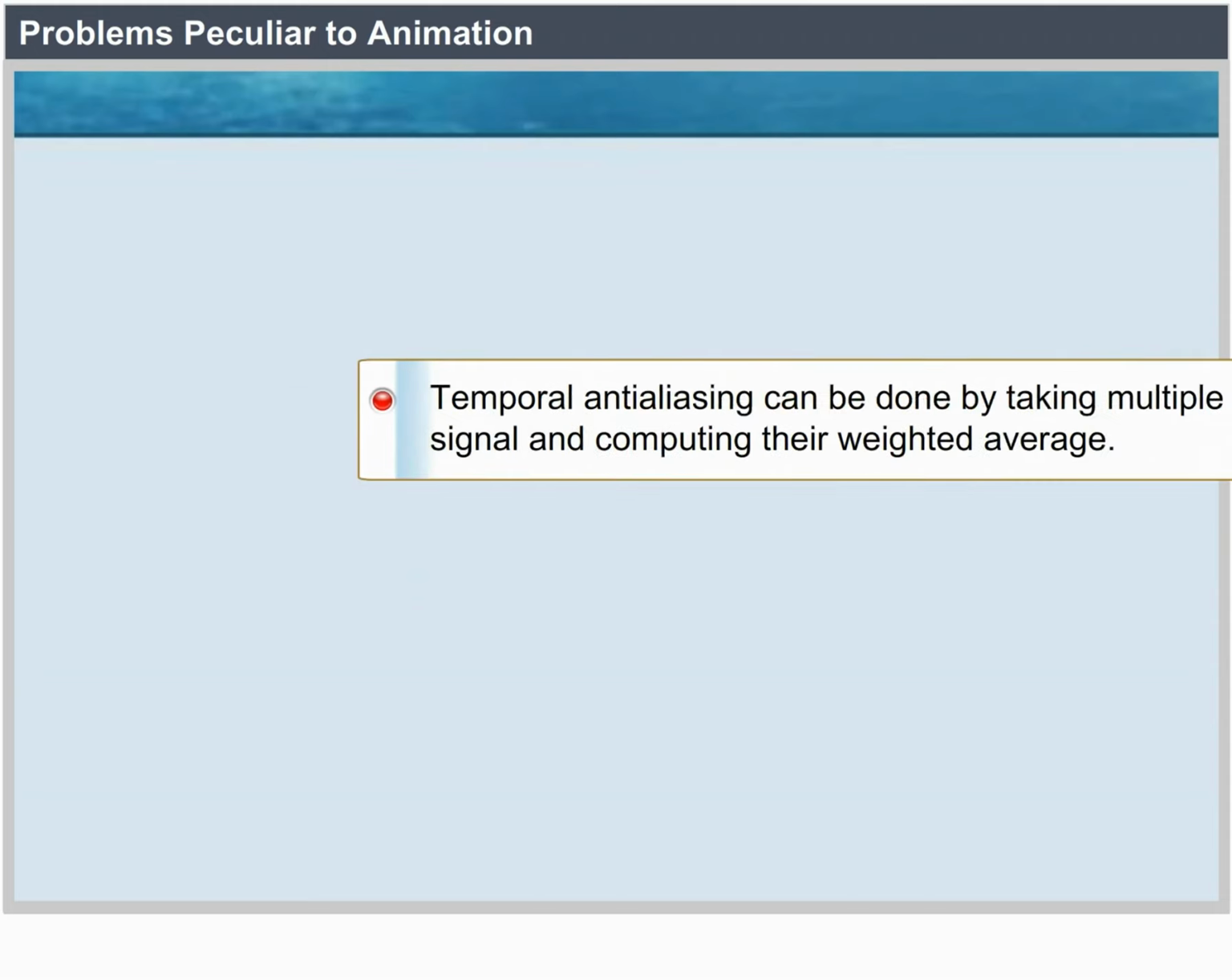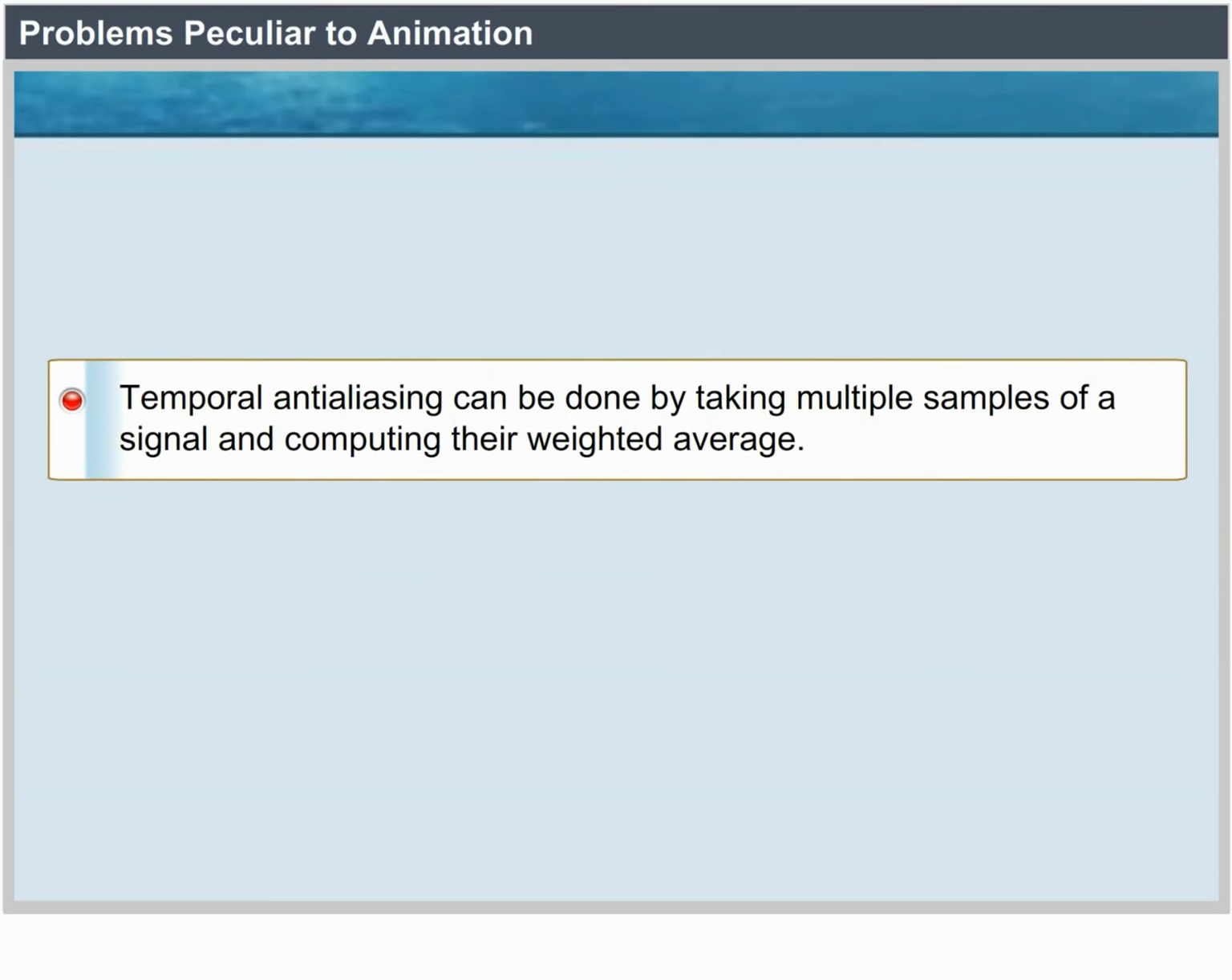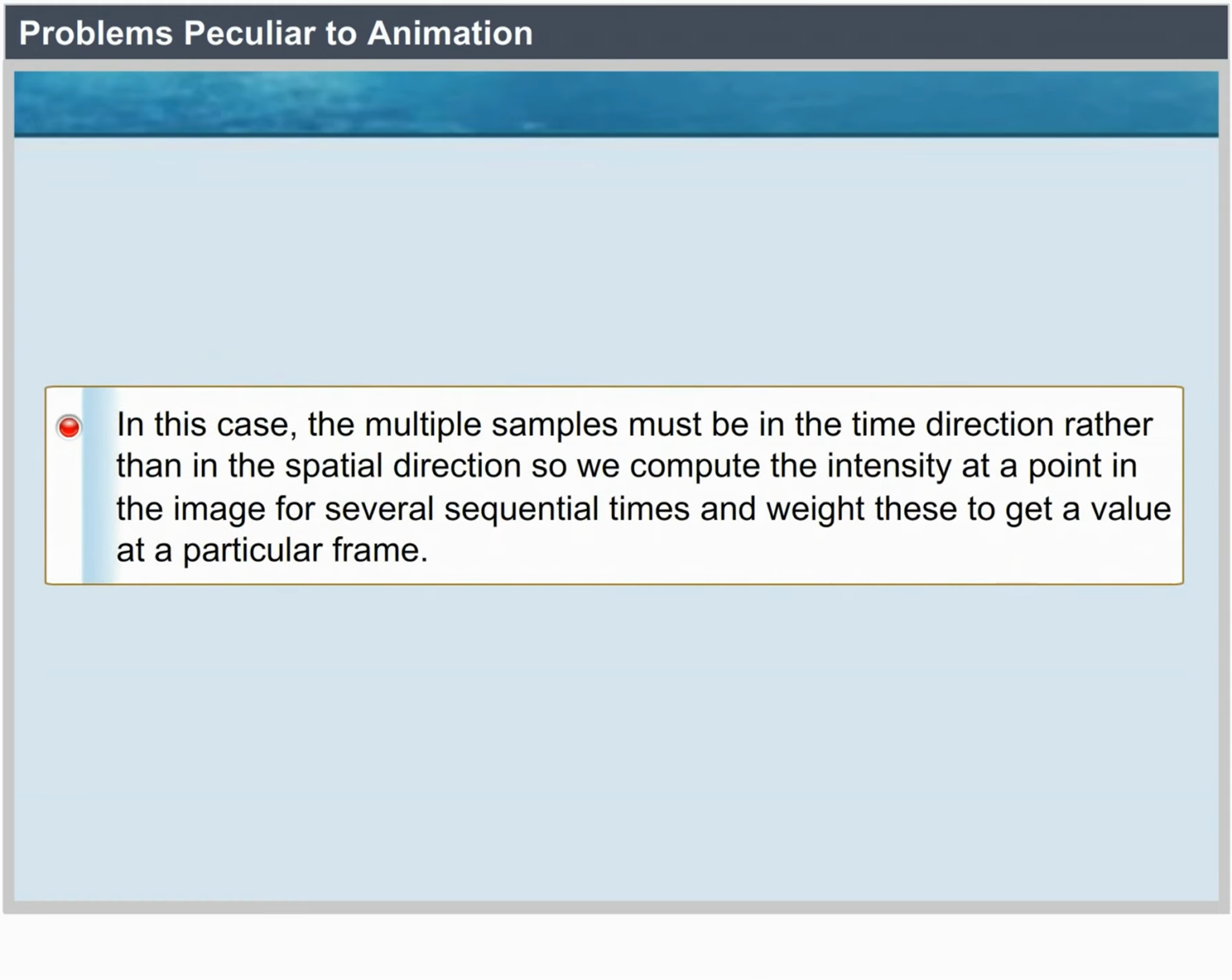Temporal anti-aliasing can be done by taking multiple samples of a signal and computing their weighted average. In this case, the multiple samples must be in the time direction rather than the spatial direction, so we compute the intensity at a point in the image for several sequential times and weight these to get a value at a particular frame.